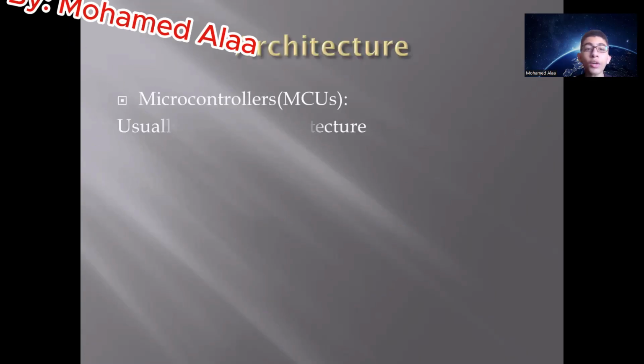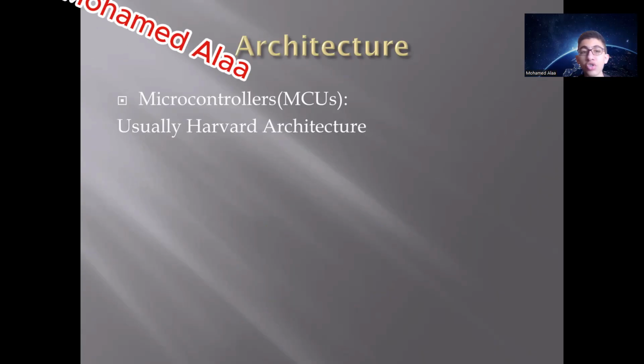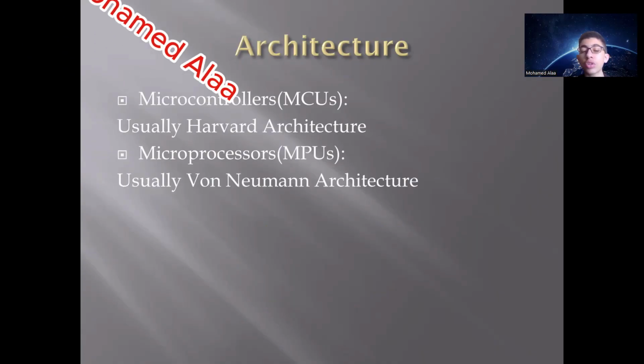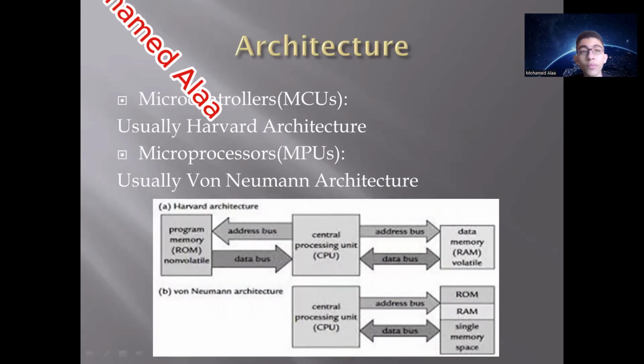Architecture. Microcontrollers use mainly Harvard architecture. Microprocessors usually use von Neumann architecture. And you are gonna say, what is Harvard architecture and what is von Neumann architecture? This image is gonna demonstrate.